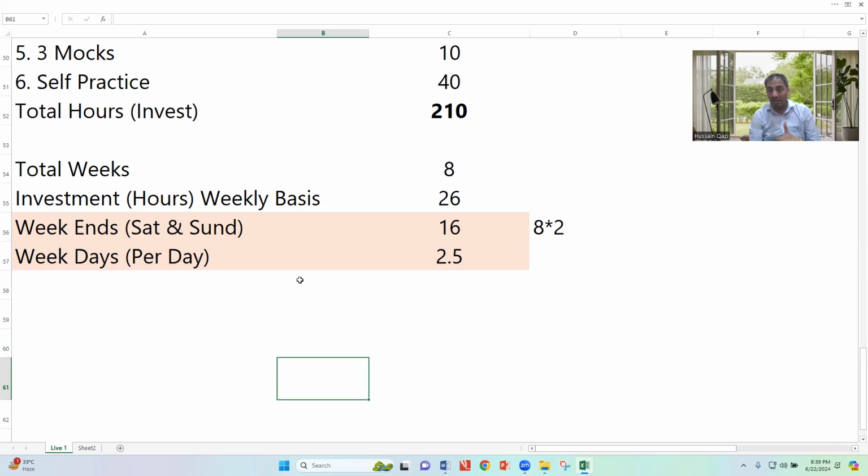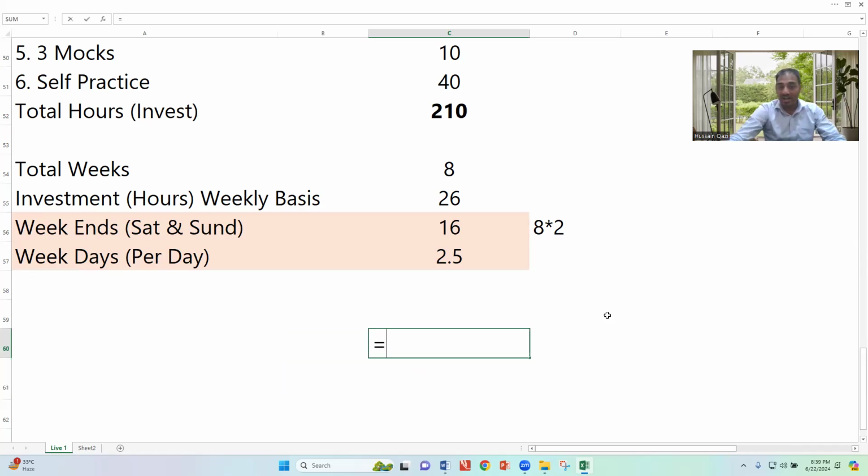Because after 3 weeks, once the ACCA result is published, at that particular time the required hours to invest remain 210. But the remaining weeks, after 3 weeks, become 5. So how is it possible? 210 divided by 5 is 42 hours per week. It's not realistic. It's unrealistic.